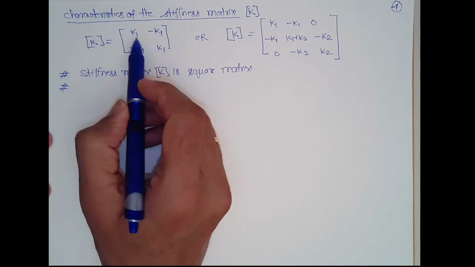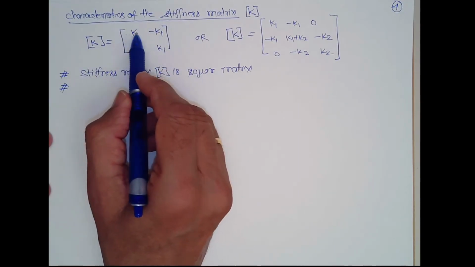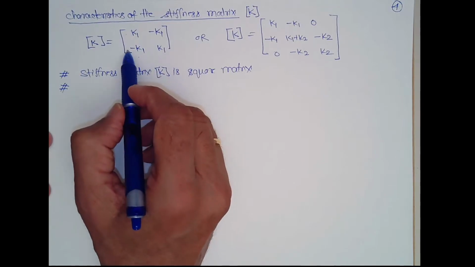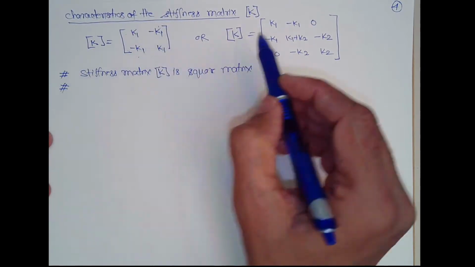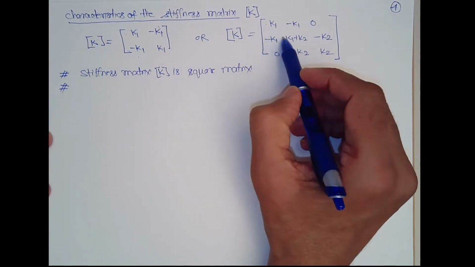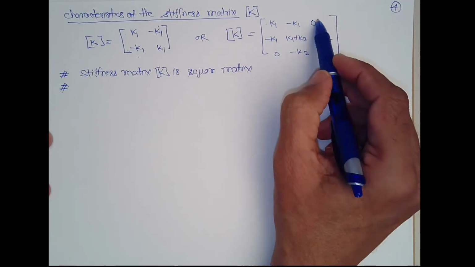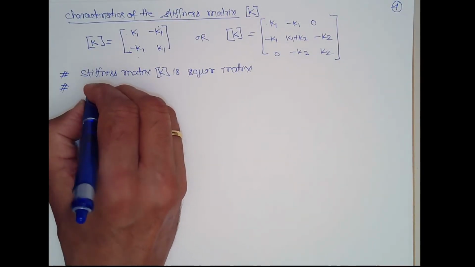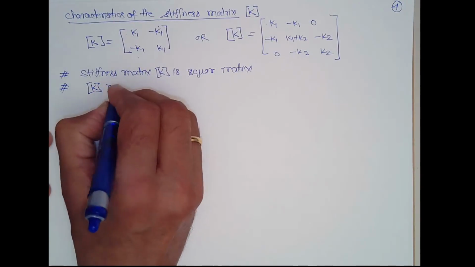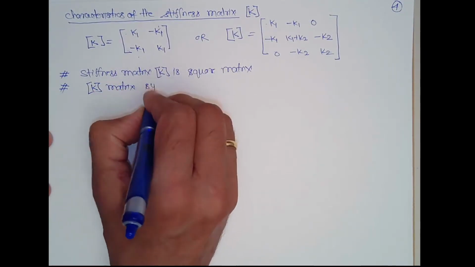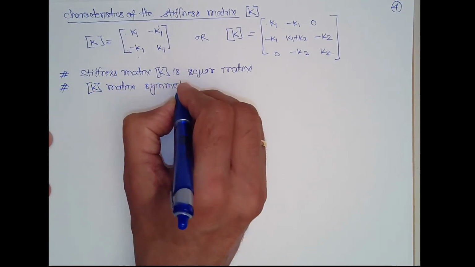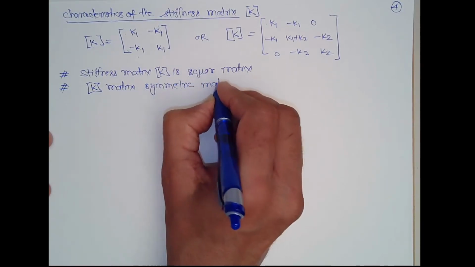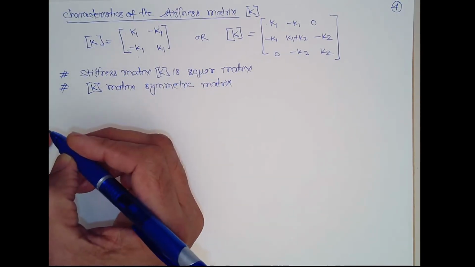Next, if you look at it, this is symmetric. Symmetric means first row equals first column, second row equals second column, third row equals third column. So the stiffness matrix K is a symmetric matrix.